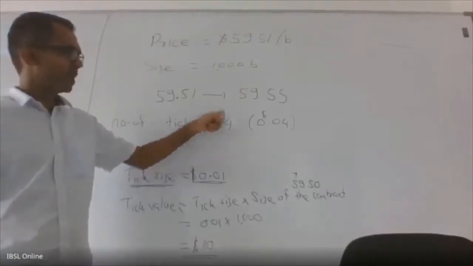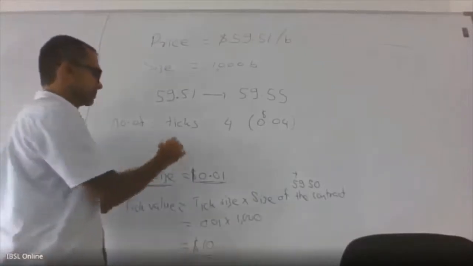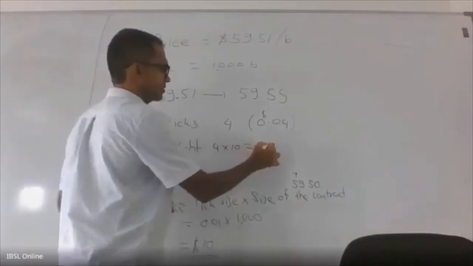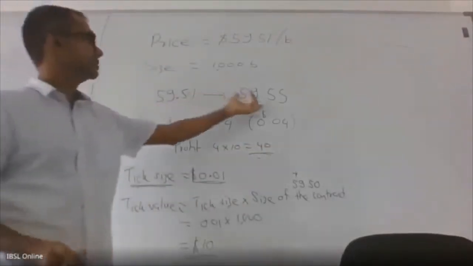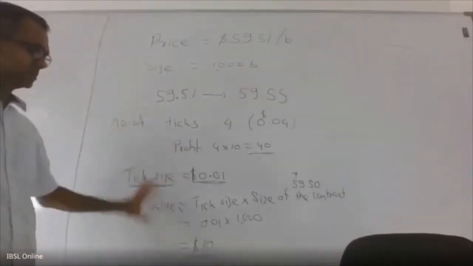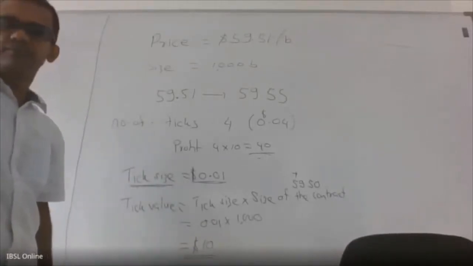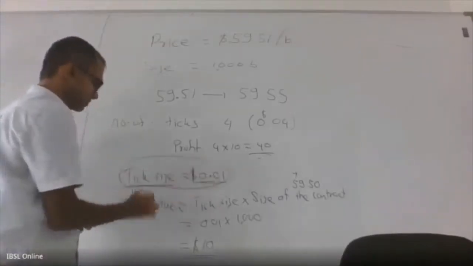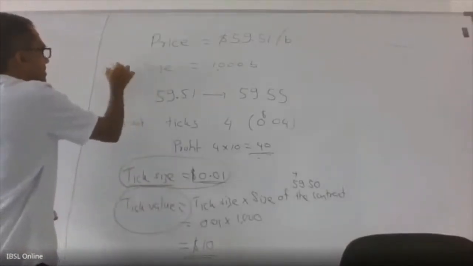If the price has moved up by 4 ticks, and the value of a tick is $10, your profit is 4 into 10, $40. You need not calculate the difference between the prices and multiply it by 1,000. Everything is simplified. Clear? Just understand what the tick size is, what the tick value is, and what the contract size is.